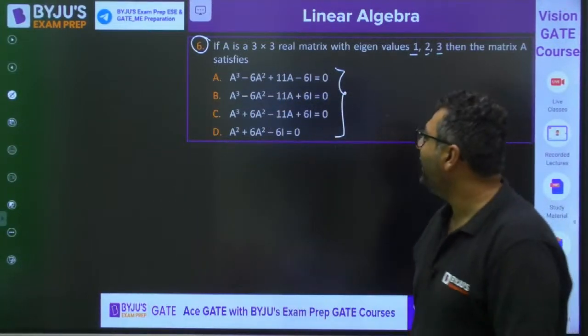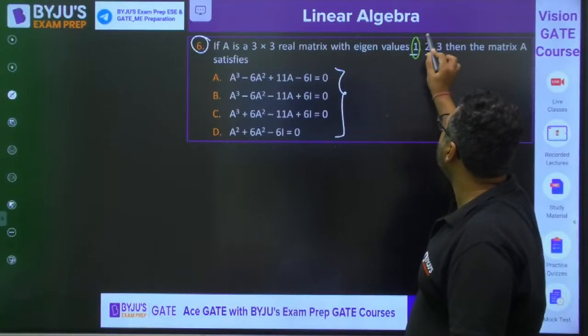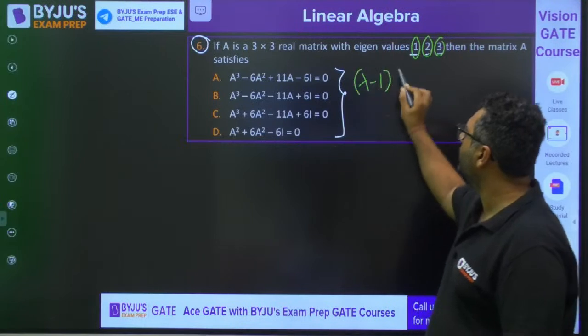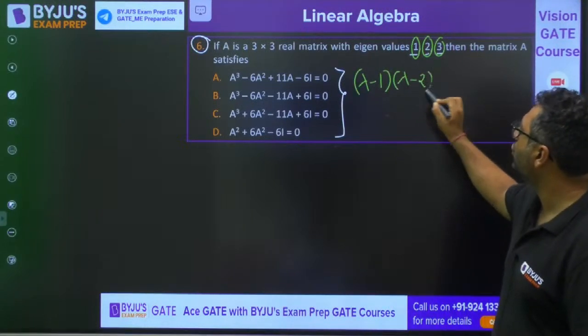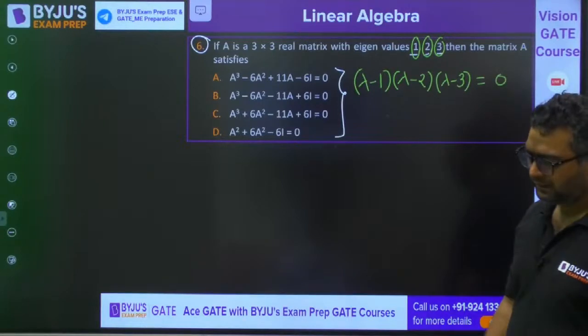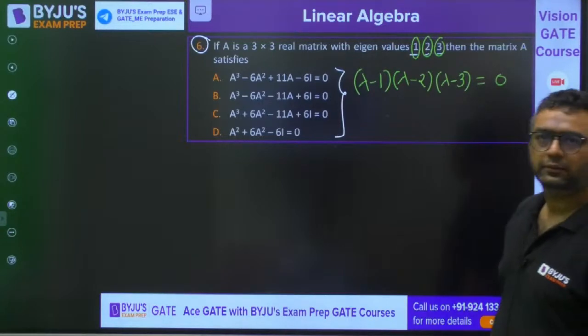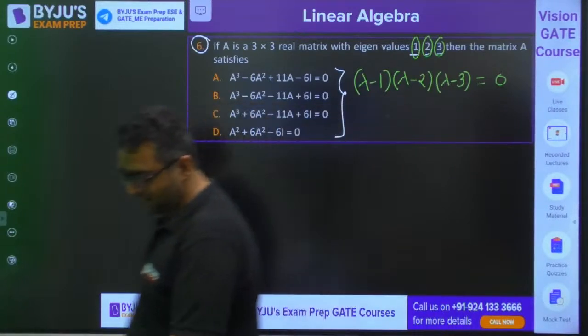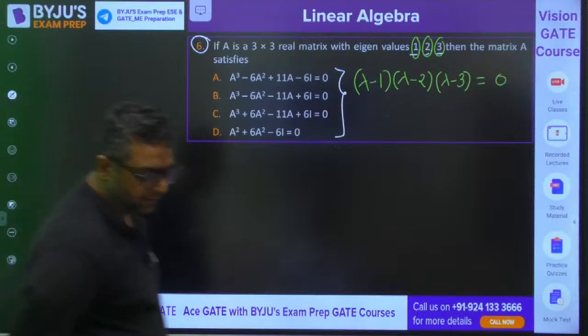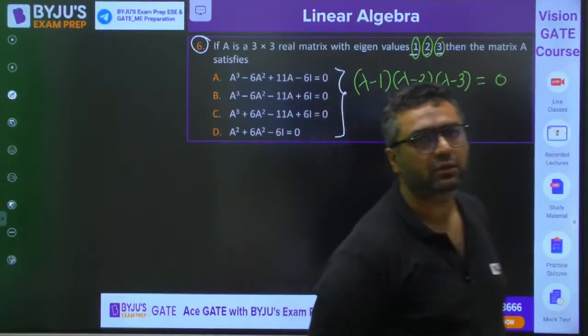Do you want any hint for this? We have 3 eigenvalues. So can we do lambda minus 1, lambda minus 2, lambda minus 3? Is it like that? This is the hint for you guys. Aritro, I will repeat after this question.